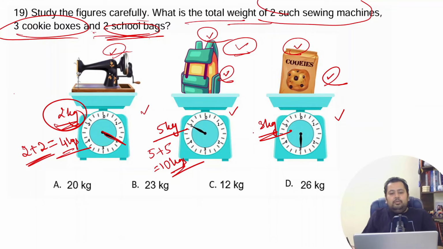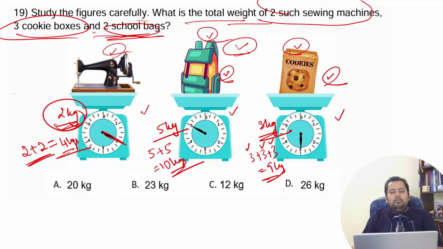And three cookie boxes would be 3 plus 3 plus 3, that is 9 kgs. Cookie box number one would weigh 3 kg, two would weigh another 3, and cookie box number 3 would weigh another 3 kgs. So overall 9 kgs, right?